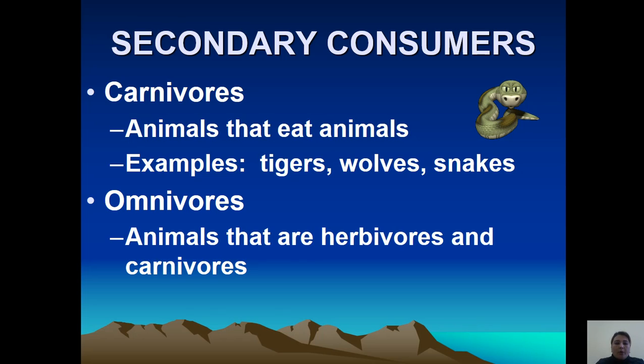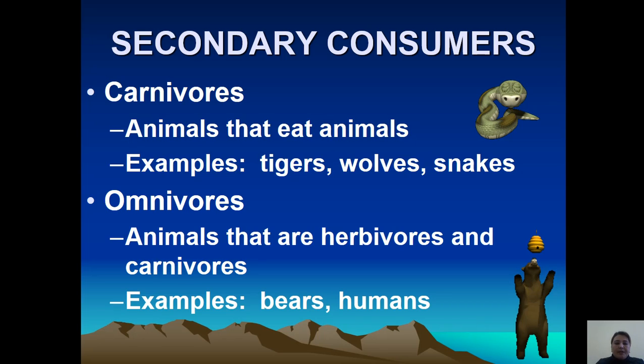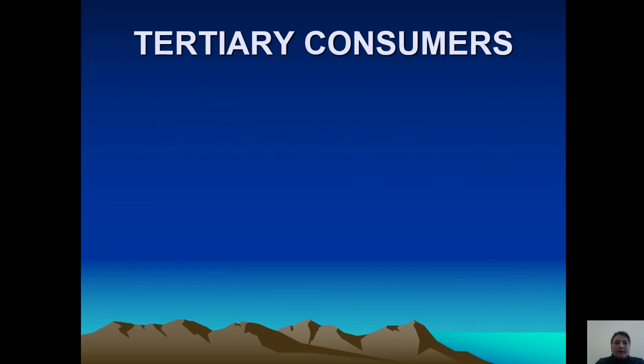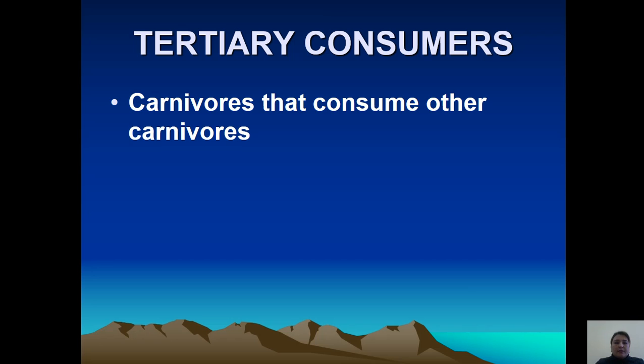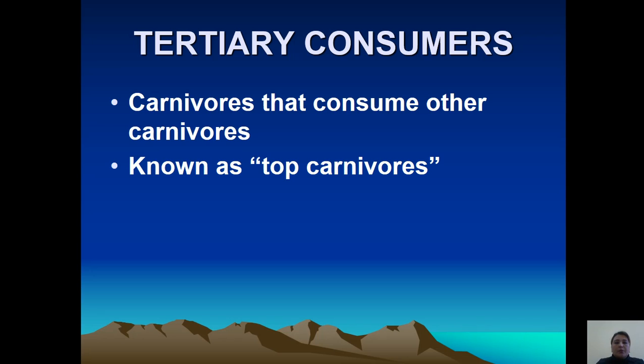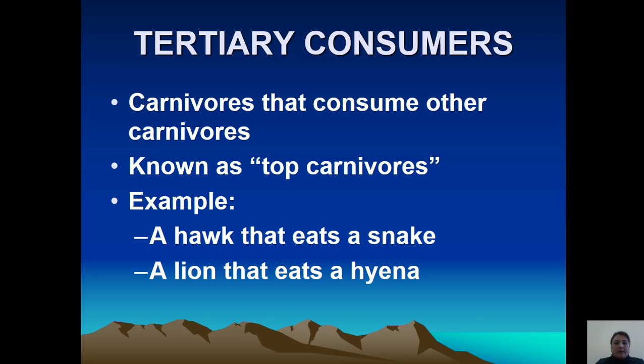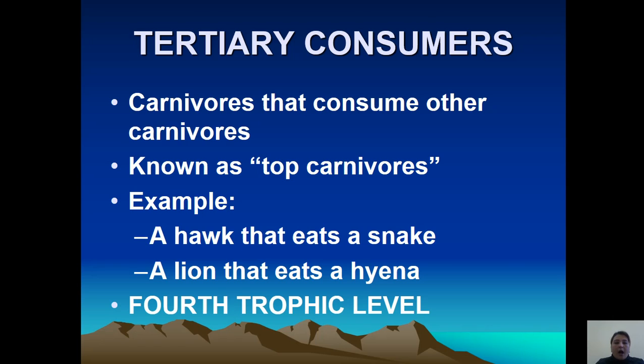Omnivores are animals that are both herbivores and carnivores, for example bears and humans. Tertiary consumers are also carnivores that consume other carnivores. So the top carnivores, for example, a hawk that eats a snake, or a lion that eats a hyena.